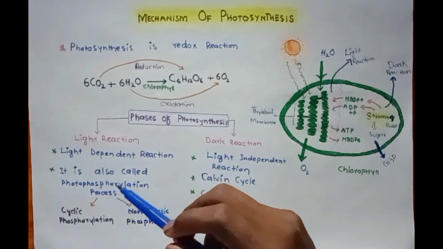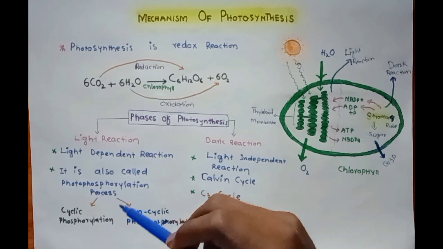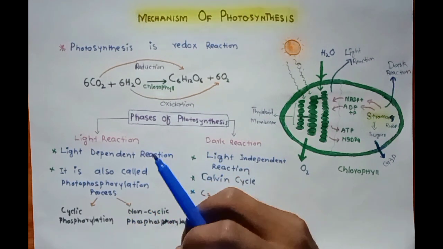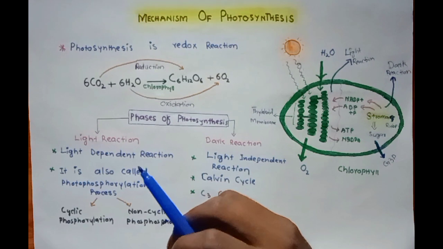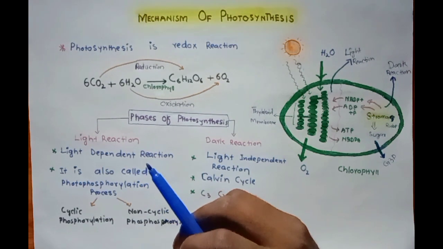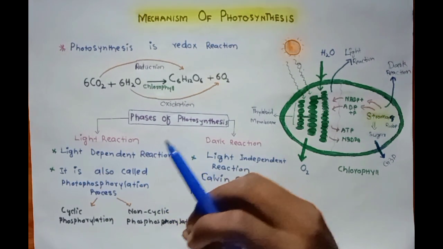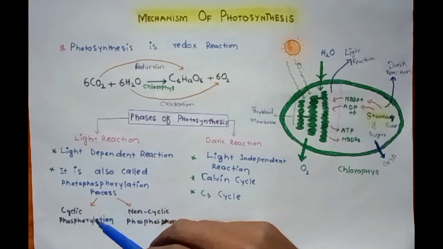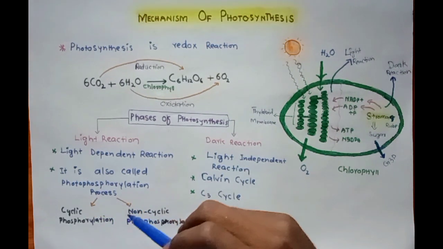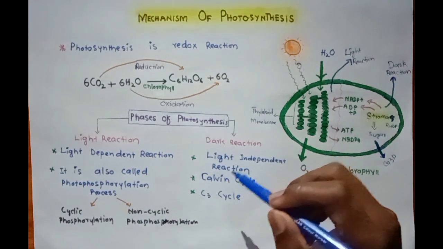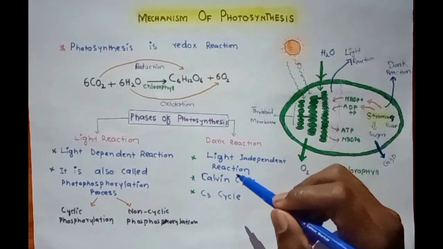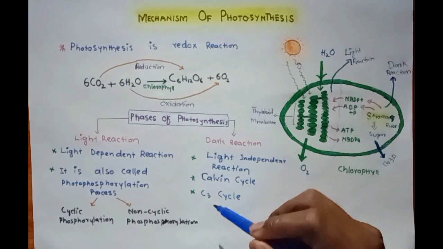The light reaction is also called photophosphorylation. What is photophosphorylation? It means formation of ATP by using light energy in the form of photons. There are two types: one is cyclic phosphorylation and the second is non-cyclic phosphorylation. The second name of the dark reaction is the Calvin cycle, and the third is the C3 cycle.